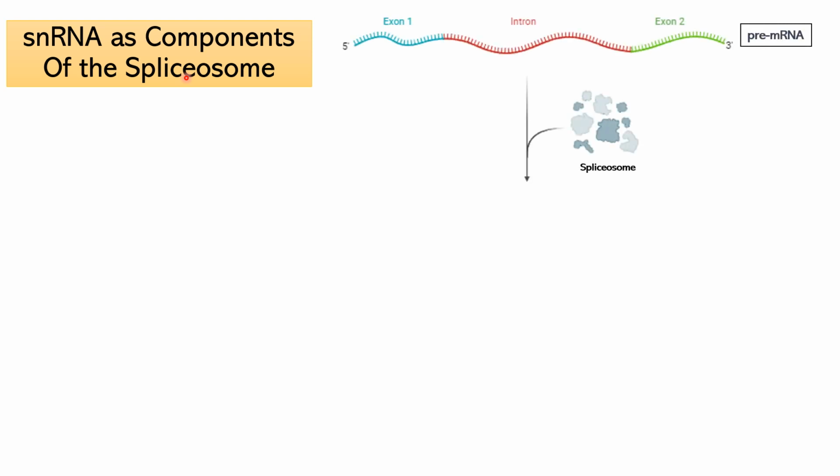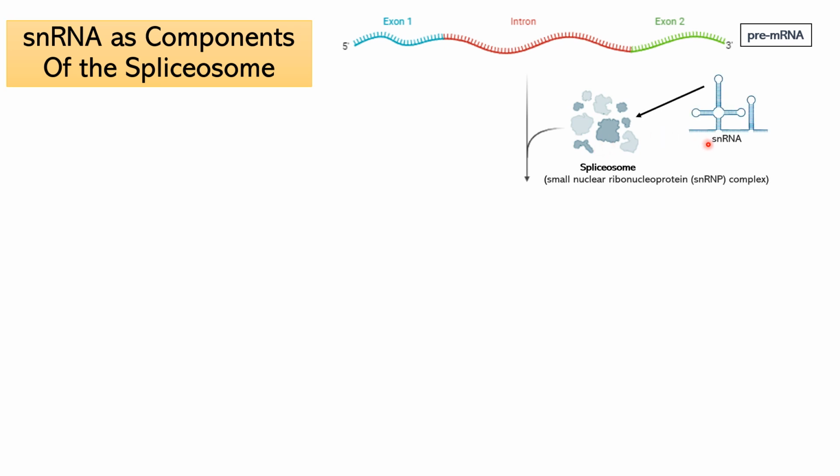So the first type of RNA that we're going to cover is the small nuclear RNA. This RNA is very important as a component of what is known as a spliceosome, which is a complex of proteins that is important for the splicing process, which is the process of removing introns from pre-mRNA. As we can see here, we have the pre-mRNA, which has both exons and introns. And then here we have the spliceosome.